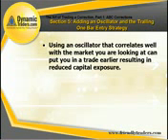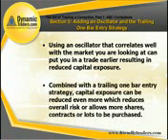Using an oscillator that correlates well with the market you are looking at can put you in a trade earlier, resulting in reduced capital exposure. And if you combine this with a trailing one-bar entry strategy, capital exposure can be reduced even more, which reduces overall risk or allows more shares or contracts or lots to be purchased. Let's go ahead and look at an example to see the criteria of an oscillator we can use.